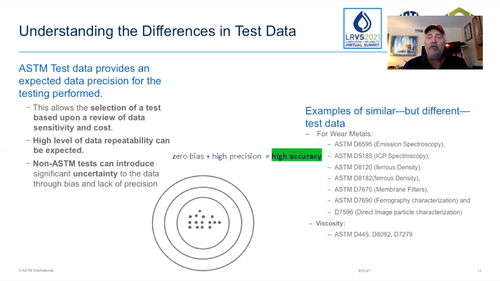So there are many tests that cover similar type information, say wear metals, many different ways of testing wear metals that are different and that will produce different numbers, different measurements. And one cannot simply substitute one of these test methods for another because the precision is likely to be very different, or the test method may be measuring something altogether different from the ones that we're looking at.